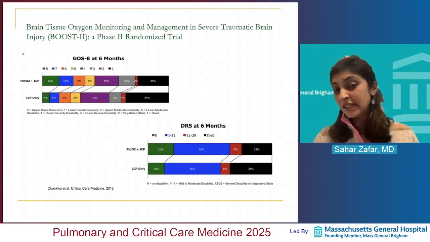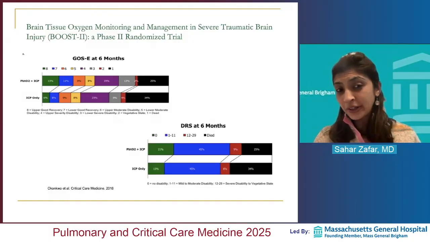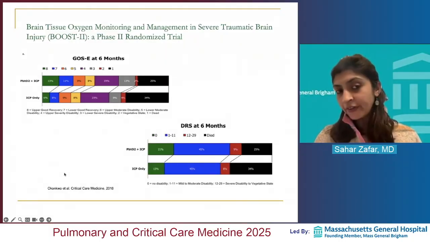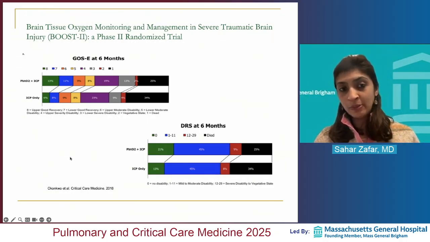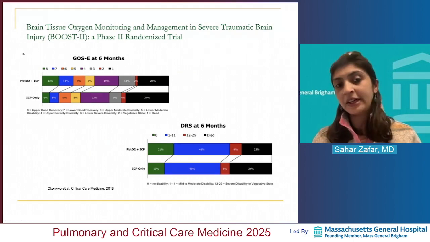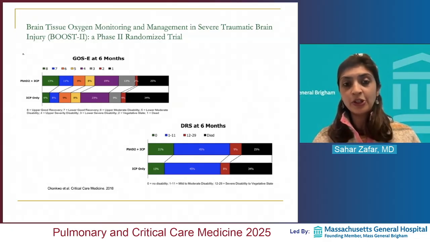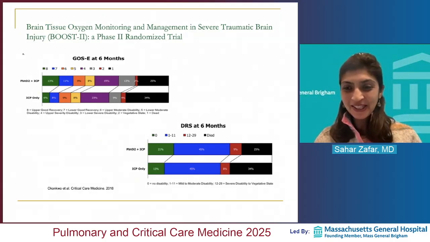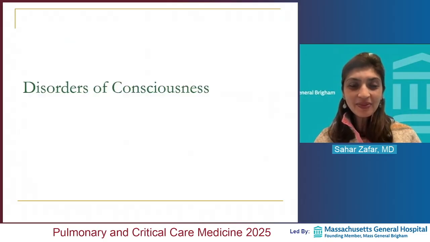This was a phase 2 study, and so it wasn't powered to look at outcomes. However, there was a trend, non-significant, but a trend towards better outcomes in those that had combined brain tissue as well as ICP monitoring. And so right now ongoing is the BOOST 3 trial that is doing this at a larger scale, again powered specifically for examining outcomes, and using a tiered approach that combines both ICP and brain tissue monitoring. And so hopefully in the next year or two, when I come back, there'll be more data regarding that.